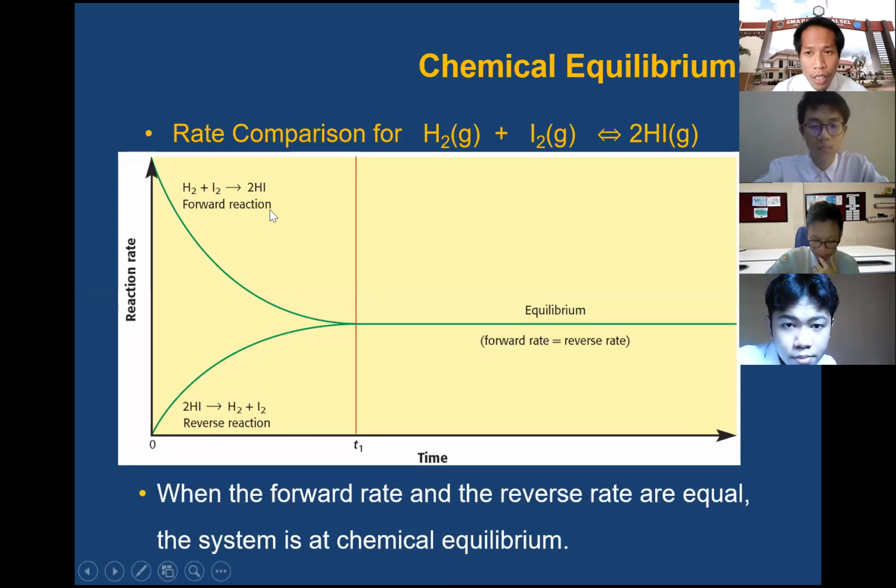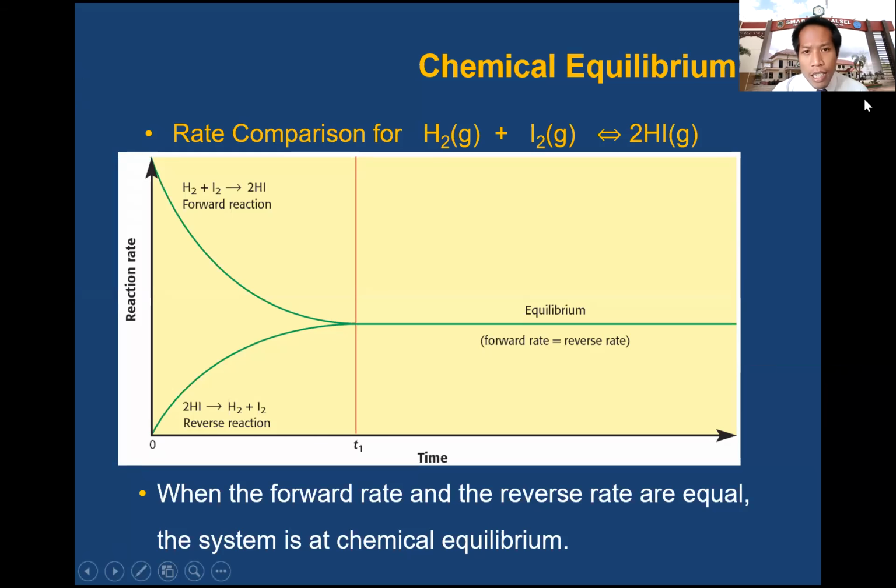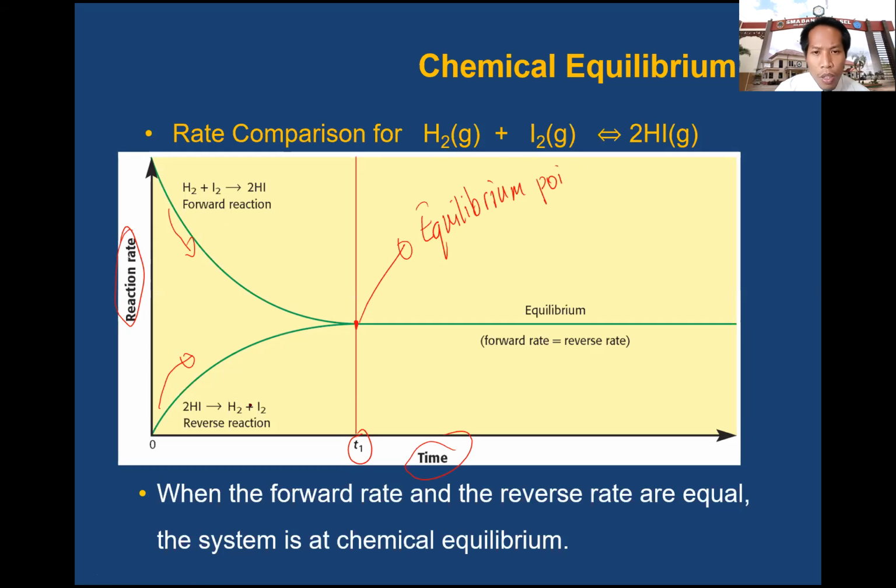So we were talking about this. In this graph, we are showing the rate of the reaction versus time. When the reaction goes on, the forward reaction rate will be decreasing, and the reverse reaction rate will be increasing. And at one point, let's say that is T1, we will reach an equilibrium point, where the rate of the forward and the rate of the reverse will be equal here.